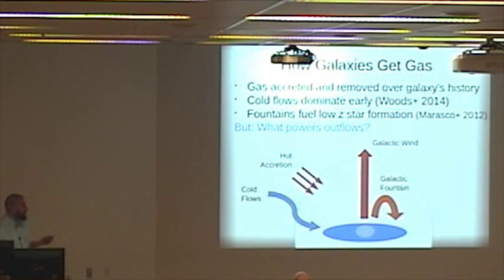We know that gas is accreted and removed over the entire history of the galaxy. We know that it comes in through both the simple hot accretion and the cold flows we just heard about. And we also know that it can be ejected either permanently out to the virial radius by a galactic wind, or temporarily, which then rains back down through a galactic fountain. And this, of course, raises the big question: what is powering these outflows?